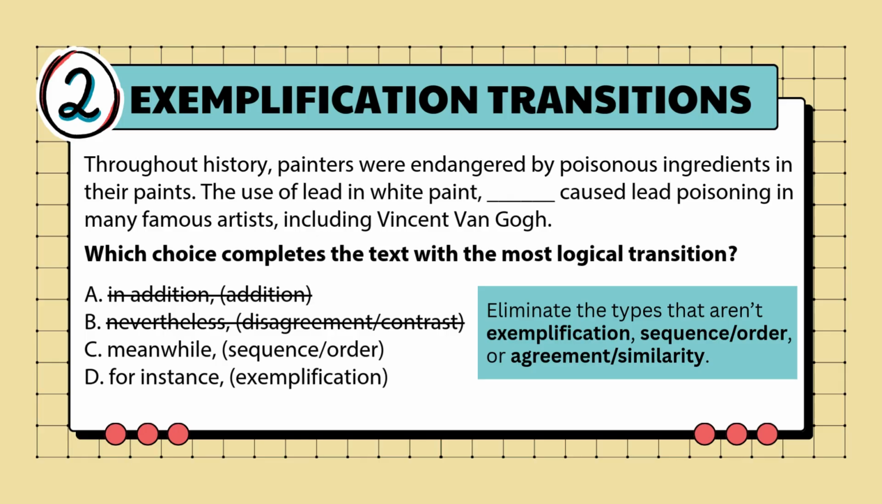Right now, you only know what the common transitions are for exemplification, such as, for example, for instance, specifically, to illustrate, for one thing, and to demonstrate. But we will get to those common types for sequence order and agreement similarity in just a moment.